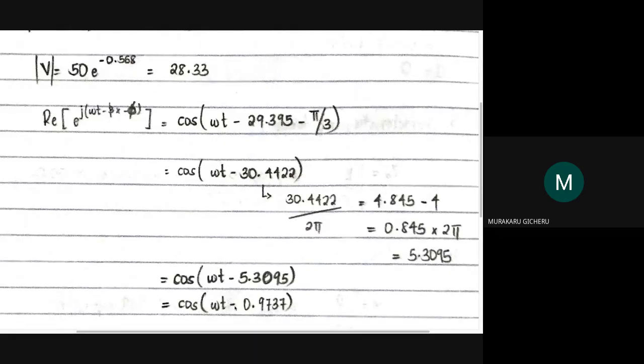I've made a mistake here. I will correct it before I send it to the group. So you get cosine of omega t minus 5.3095. And from trigonometry, if you plot a circle on the Cartesian coordinates, if you go a certain angle in the negative direction, it's equivalent to going the whole 360 minus that negative angle to get the angle you're going to go in the positive direction. I hope that was not confusing.